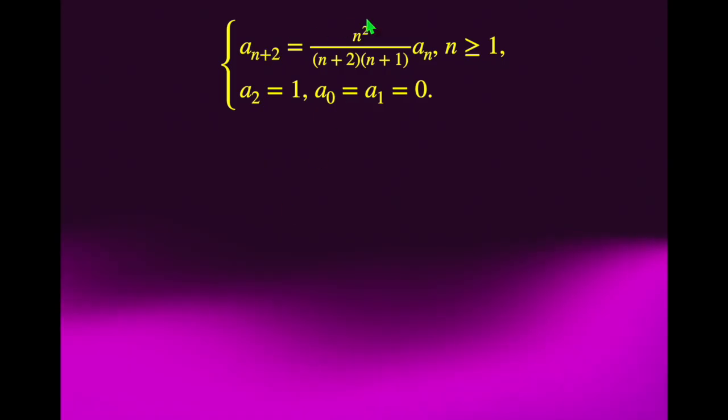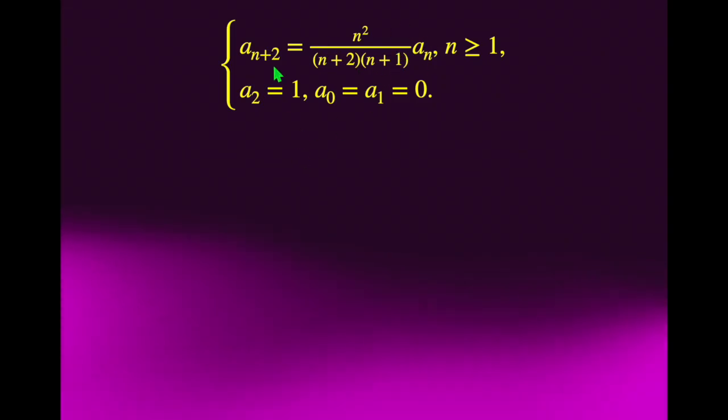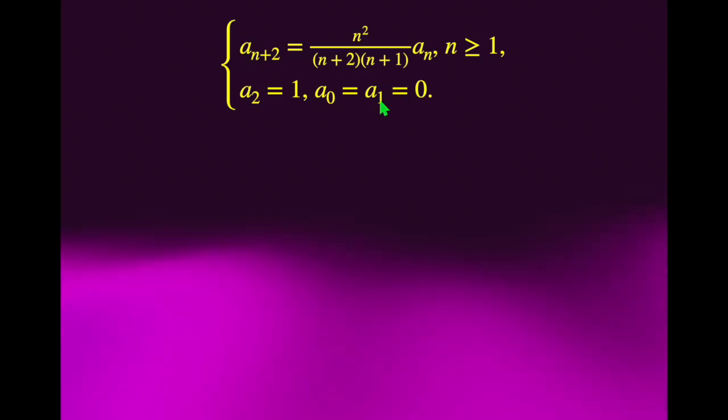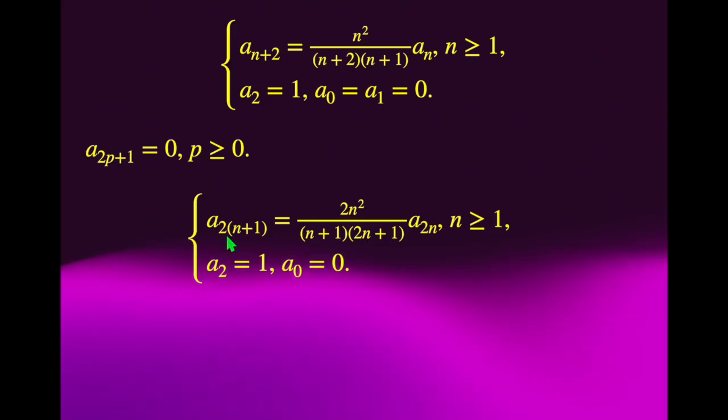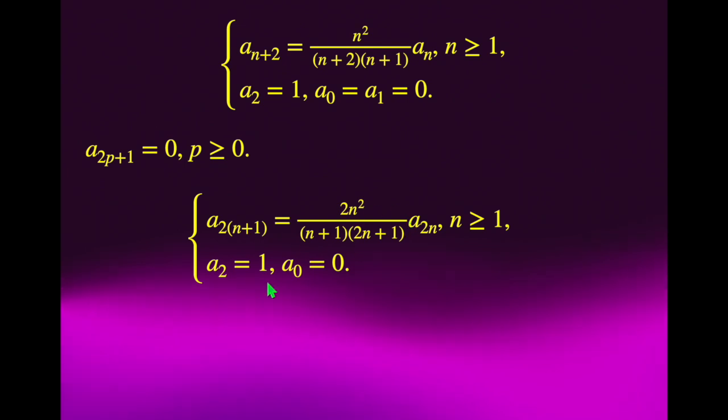Okay, so we are now left with the problem of finding the sequence which satisfies this relation. Here we have a_{n+2} in terms of a_n, but since a_1 is equal to 0, we will get a_3 equal to 0 and a_5 equal to 0 and so on. So we will get that a_{2p+1} is equal to 0 for any p. Now let's see what happens for the even rank: a_{2n+2} equal to this relation.